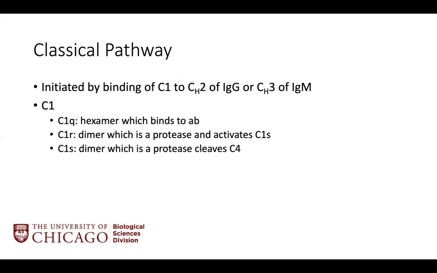C1 is made actually of 3 components. C1q is a hexamer which binds to antibody. C1r is a dimer which is a protease and activates C1s. And C1s is a dimer which is a protease and cleaves C4.